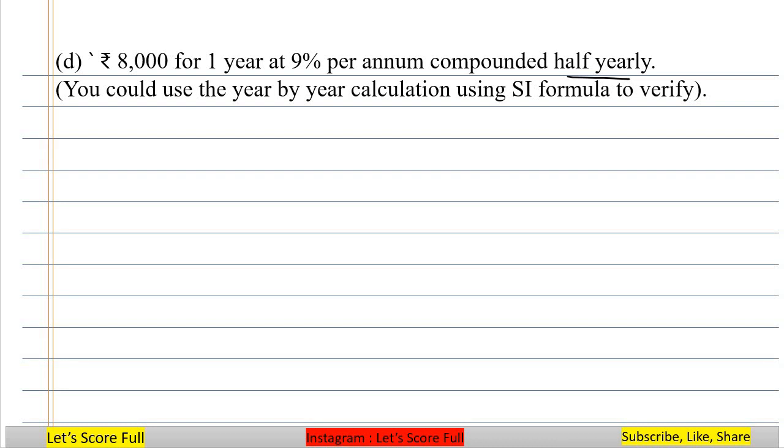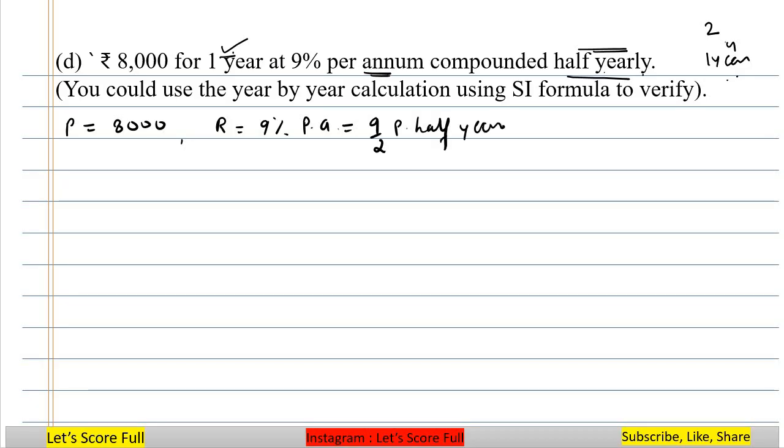So here principal is A. Next question is again compounded half yearly. So here principal is 8,000. Rate of interest is 9%, but this is per annum, and compounding is half yearly. So convert that into half year. This will give you 9 by 2 per half yearly. Correct? Time is 1 year, but number of half years in 1 year is 2. 1 into 2 half years.